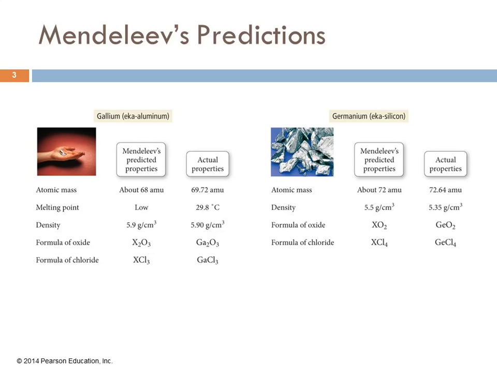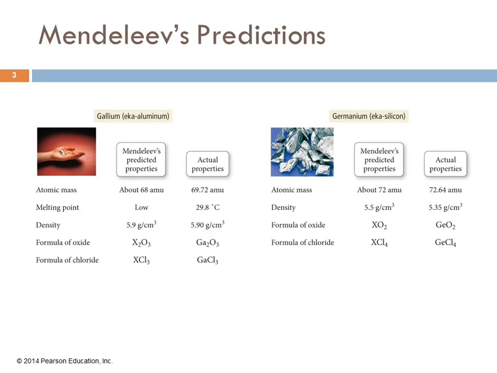Here are two of his predictions. He predicted that there would be an element found below aluminum, and it was discovered later. It is gallium. He predicted its atomic mass would be about 68 atomic mass units, and the actual one was 69.72. He predicted a low melting point. Its melting point is 29.8. Here you see the picture of gallium in someone's hand.